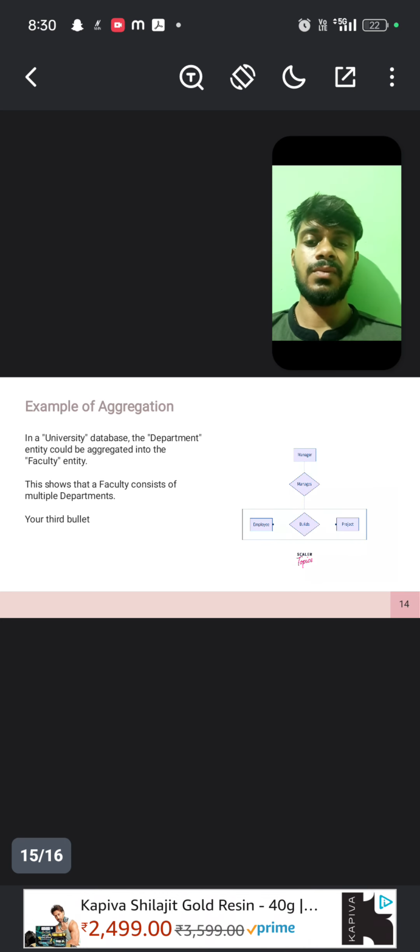Example of aggregation. In a university database, the department entity could be aggregated into the faculty entity. This shows that a faculty consists of multiple departments.